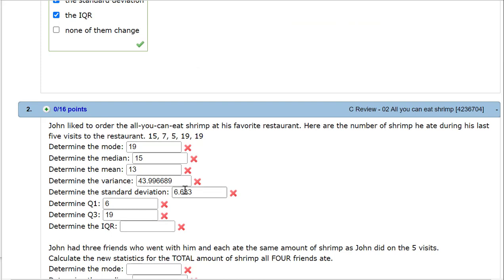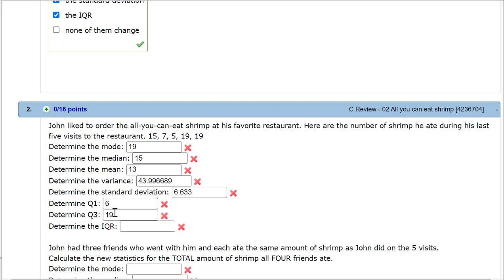But usually it's an issue of rounding. So if you are not comfortable with the whole rounding thing, just put in all the decimals. And if it becomes an issue when you're testing, just write down your answer. And if it's a rounding issue, I can override it.